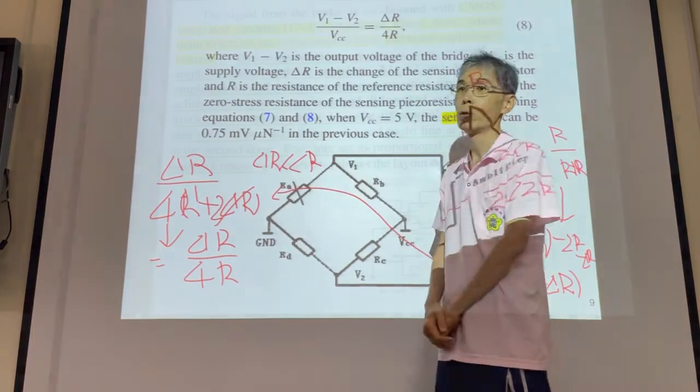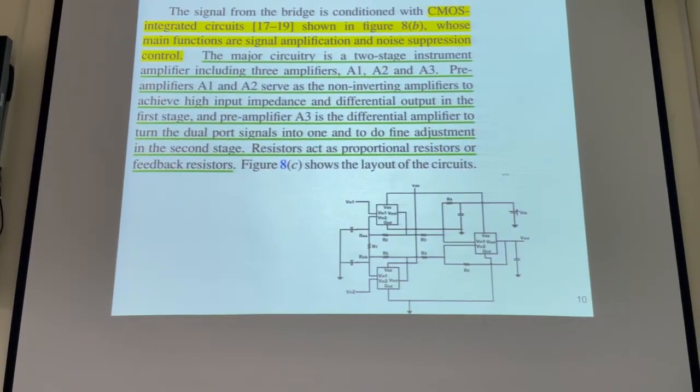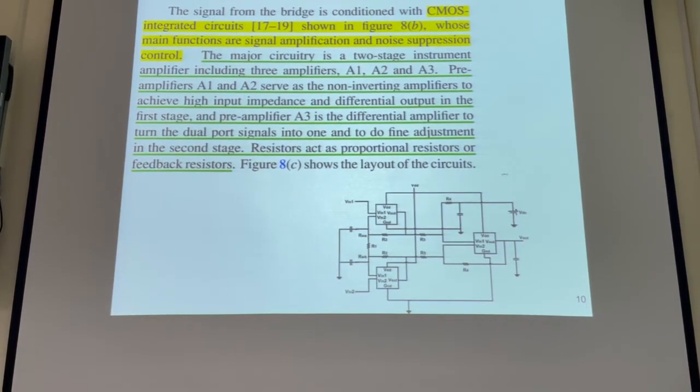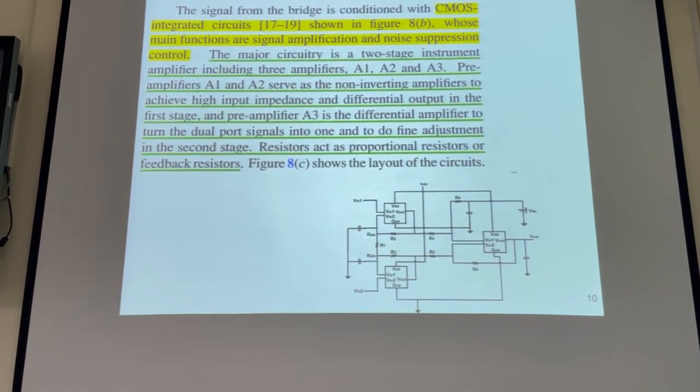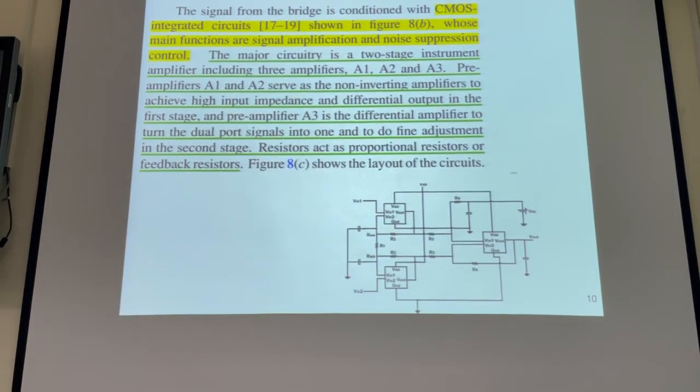Okay, do it, please. The signal from the bridge is conditioned with the CMOS integrated circuit shown in the figure, whose main functions are signal amplification and noise suppression control. The major circuitry is a two-stage instrument amplifier, including three amplifiers A1, A2, and A3. Amplifiers A1 and A2 serve as non-inverting amplifiers to achieve high input impedance and differential output in the first stage, and amplifier A3 is a differential amplifier to turn the dual port signals into one and to do fine adjustment in the second stage. Resistors act as proportional resistors or feedback resistors. Figure 8 shows the layout of the circuits.